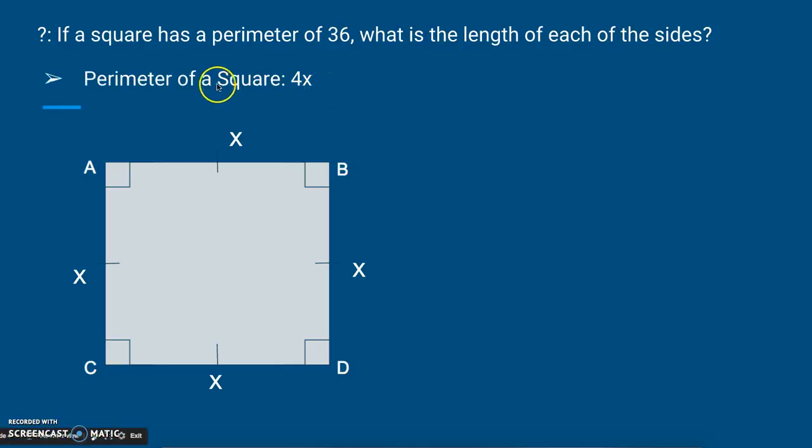Going back to the question, I can see that the perimeter of this square is 36, so I would need to put 4x equals 36, because 4 times whatever x is equal to is going to be 36. So if I have 4x equals 36, I'm going to divide each side by 4 in order to isolate x. So 4x divided by 4 is just x, and 36 divided by 4 is 9. So I have x equals 9, so that means that the length of each of these sides is going to be 9 if the perimeter of the square is 36.